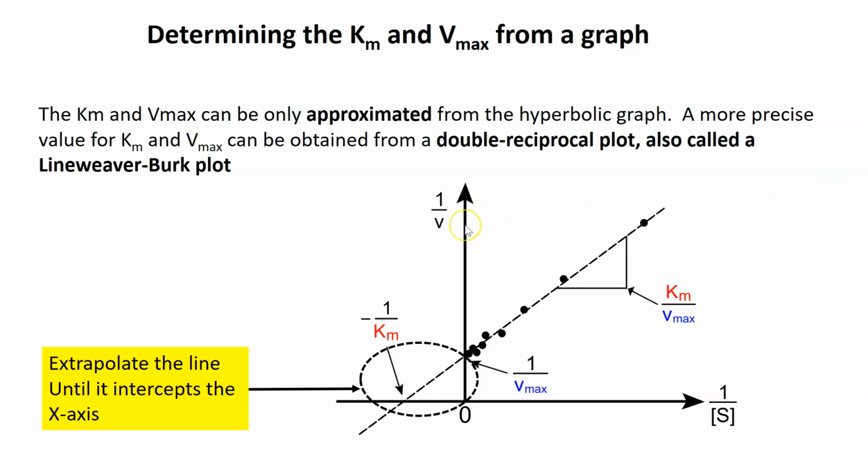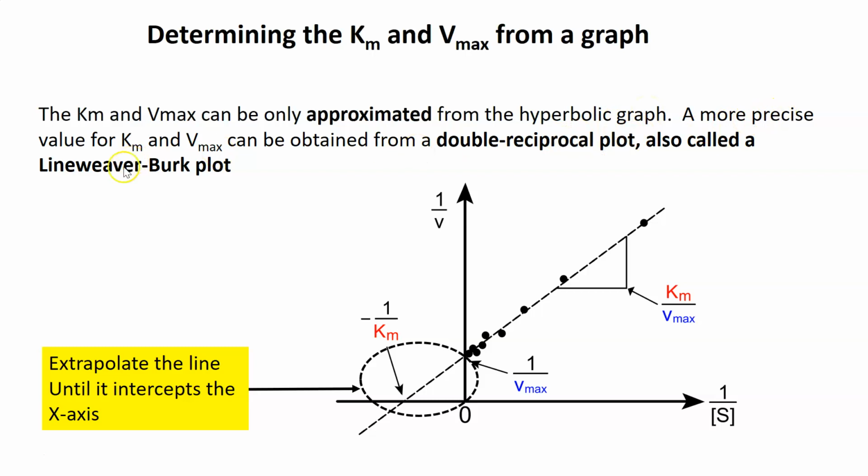Because you would need immense amounts of substrate to actually reach the Vmax, you never reach the Vmax when we're doing experiments. And also, because it's a curved graph, we have to approximate the Km values. So we're assuming that the Vmax is somewhere over here, and then we have to approximate the 50% of Vmax to get the Km. That's not very accurate. So Km and Vmax can only be approximated from those curved graphs.